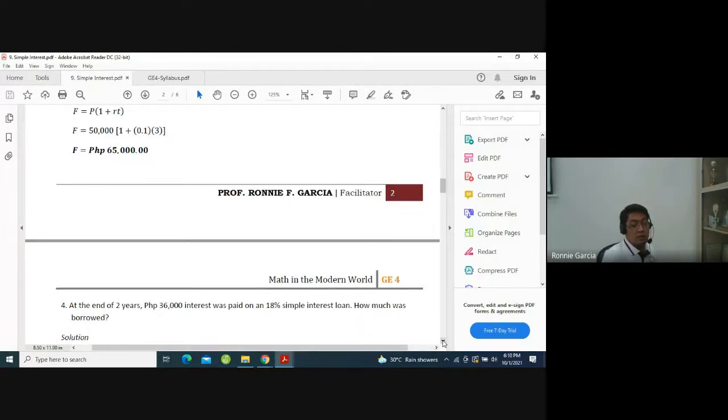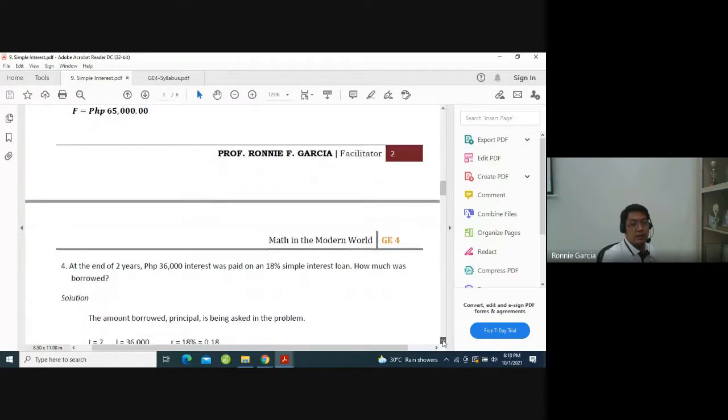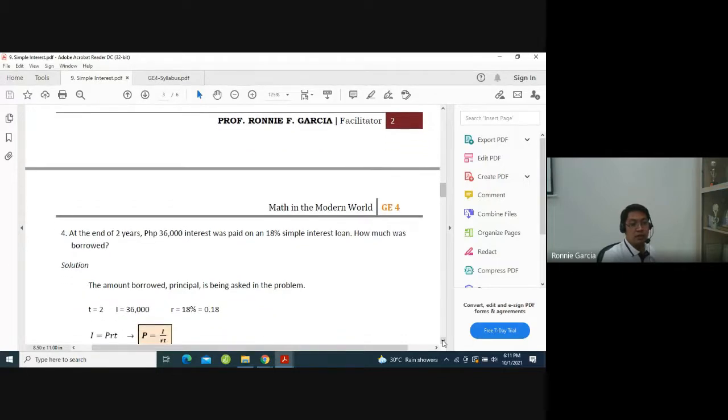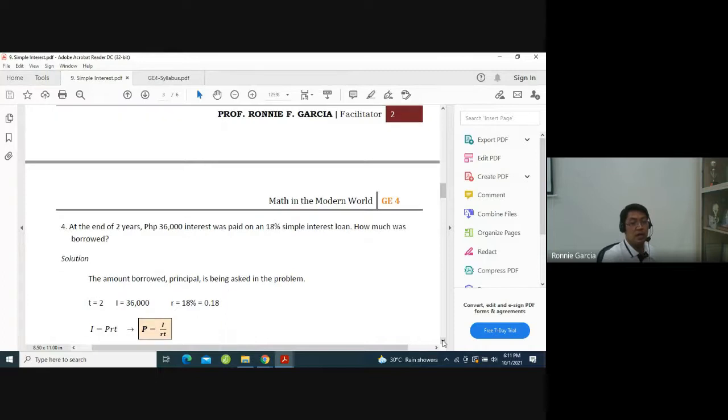So since it is clear, as I mentioned, what is being asked is the principal. T is equal to 2, I is equal to 36,000, R is 18% or 0.18. If you use I is equal to PRT, it can still work, but your P is blank. So you derive the formula, and then it can be done. We know how to derive everything from our basic algebra, right? I is equal to PRT becomes P is equal to I over RT. This is called the derivation of the formula. The R and T beside the P, since they are not what we are looking for, because P is what we are looking for, we put them under I. Is the formula clear?